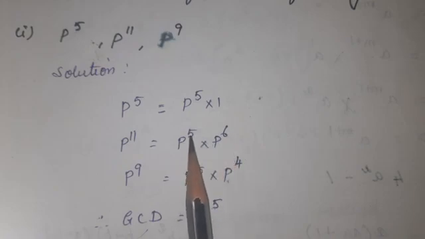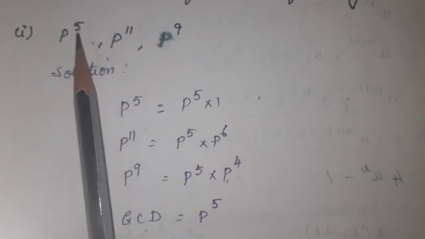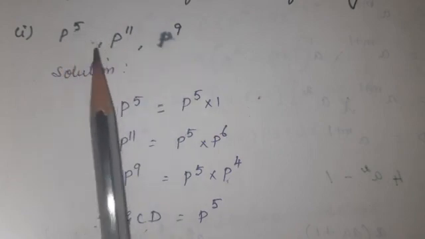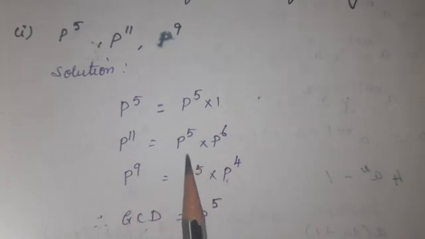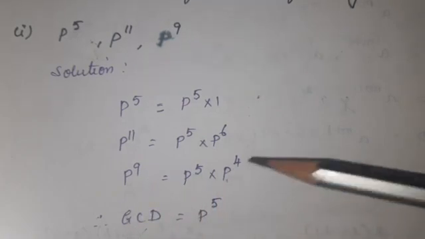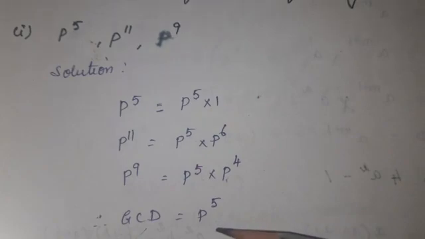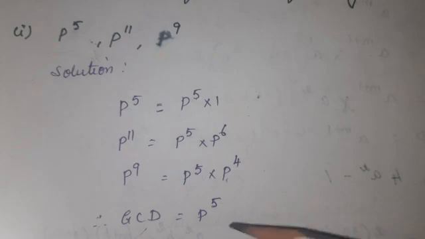Why I have written p power 5 here: I decide the lowest power from the question itself. In the question you have p power 5, here 11, here 9. So the lowest power is 5. So I take p power 5 into the remaining, p power 6. Come to the third term, p power 9 is equal to, the same way, p power 5 into the remaining p power 4. 5 plus 4 is 9. For the GCD, see what is common in each term: p power 5, p power 5, p power 5. So I take that as p power 5. Among the three terms, we should select the common. That is the GCD.